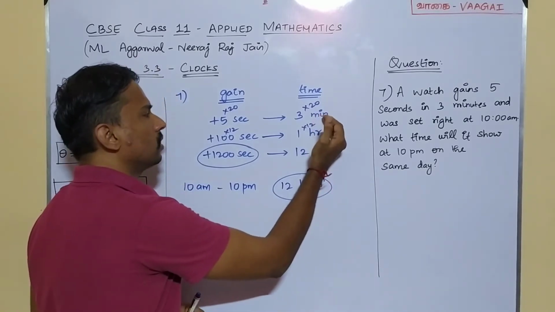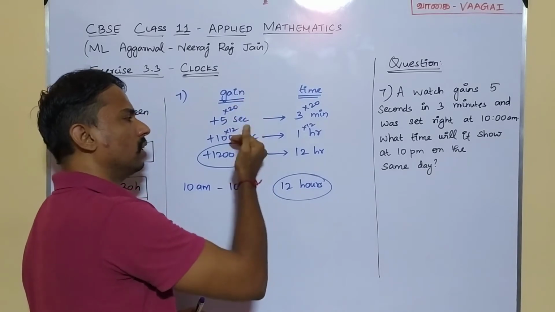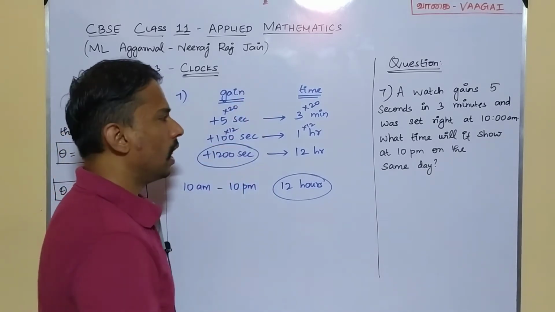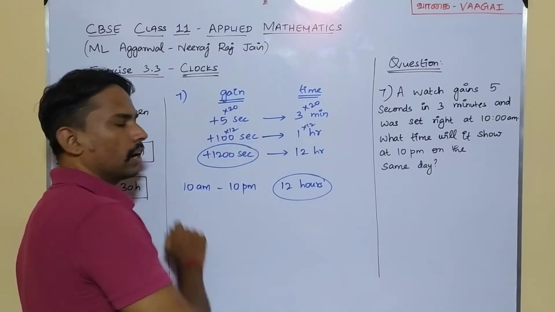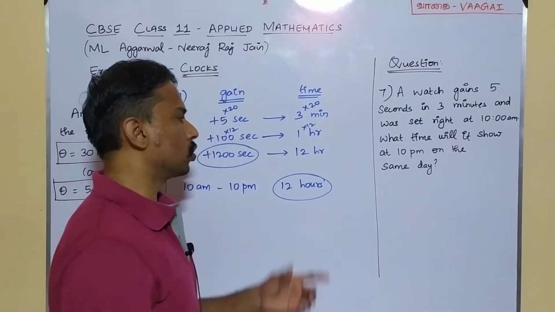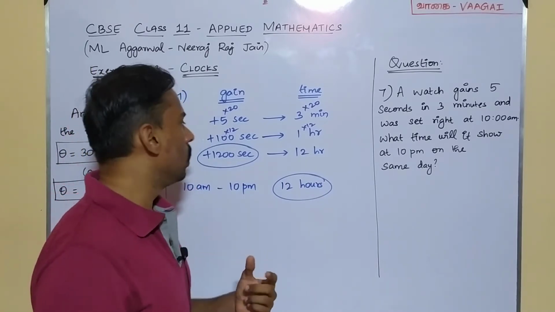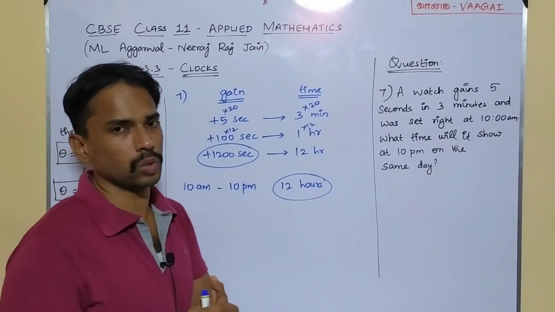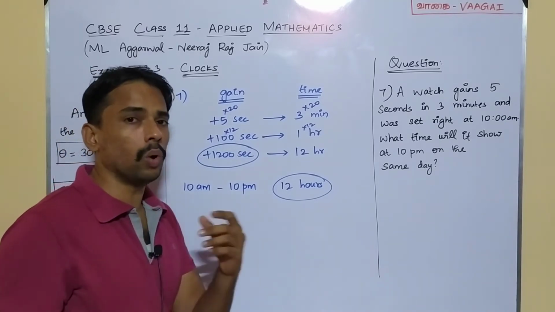So first, in 3 minutes it is going to gain 5 seconds. Then in 1 hour I compared, it is 20 times. So I did 20 times here, I got 100. And 1 hour 100 means for 12 hours I did into 12. I got 1200 seconds. So that means in 12 hours duration, this clock will be gaining a time of 1200 seconds. Okay, so fine, but what do you mean by this 1200 seconds?